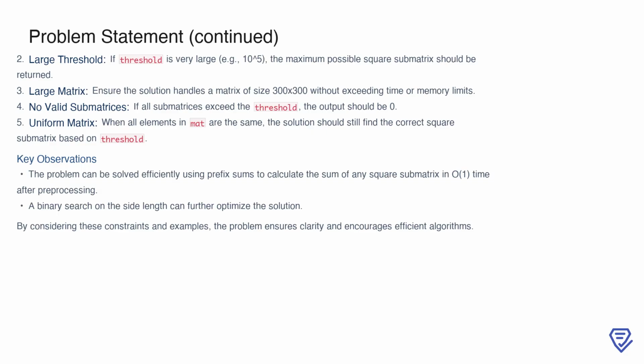In uniform matrices, where all elements are the same, the solution still needs to determine the largest valid square based on the threshold. Key observations for solving this problem include using prefix sums to calculate submatrix sums in constant time after pre-processing, and applying binary search to optimize the search for the largest valid side length.